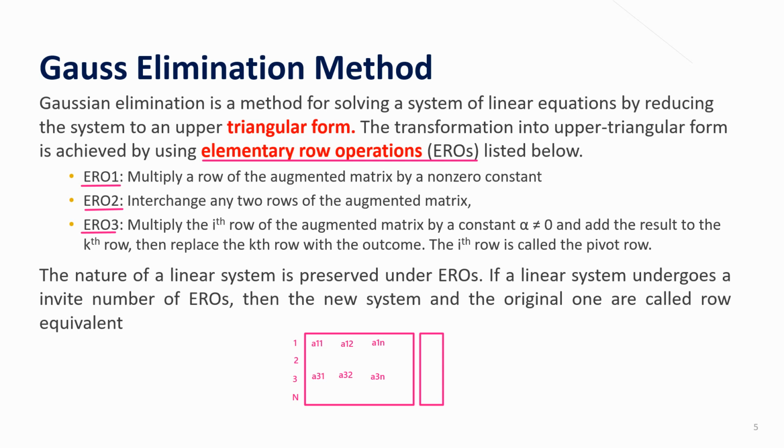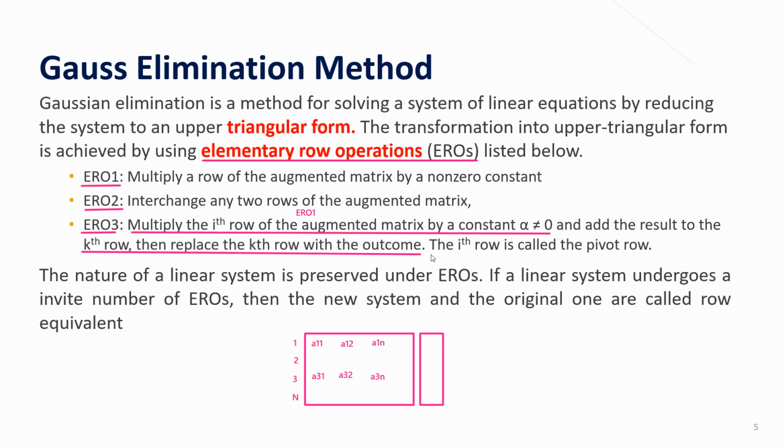That is possible without changing the nature of the augmented matrix. And then the last one, I believe one of the most important, is that after you do ERO1, in which you multiply any row of the augmented matrix with a constant, you can add the result to another row and then replace that row with the outcome.